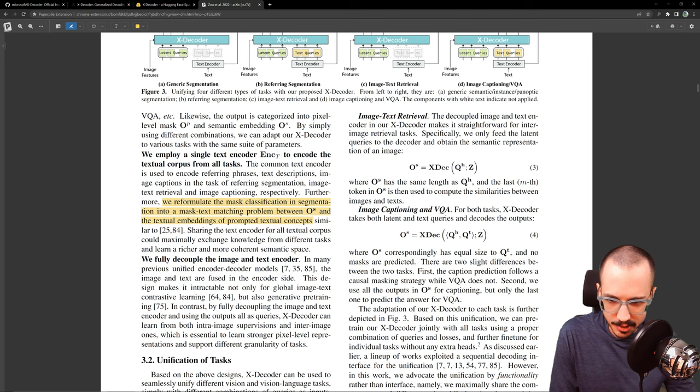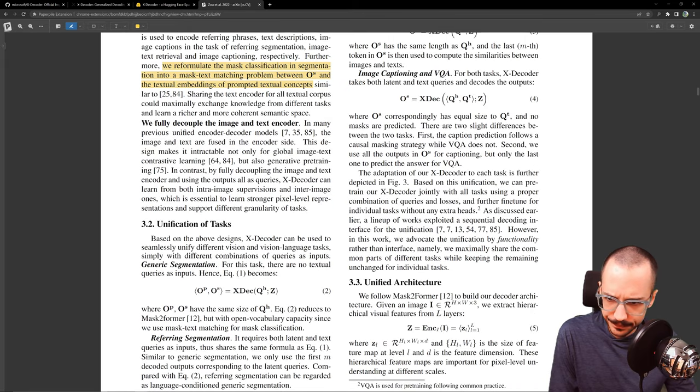All right, let's go back here to the paper. So we fully decoupled the image and text encoder. In every previous unified encoder-decoder model, the image and text are fused together on the encoder side. In contrast, by fully decoupling the image and text encoder, X-Decoder can learn from both intra-image supervision and inter-image ones. Based on the above designs, X-Decoder can be used to seamlessly unify different vision and language tasks.